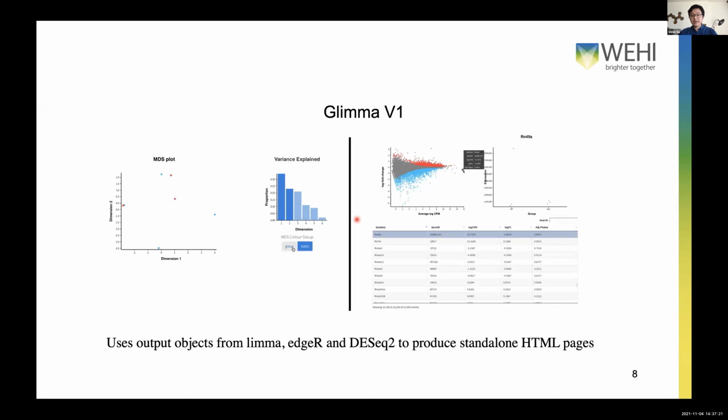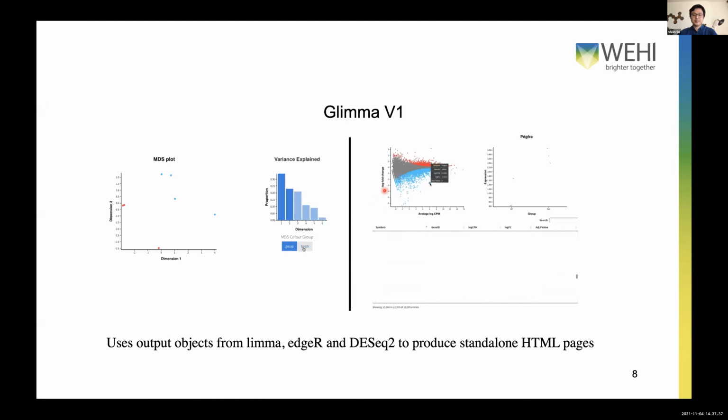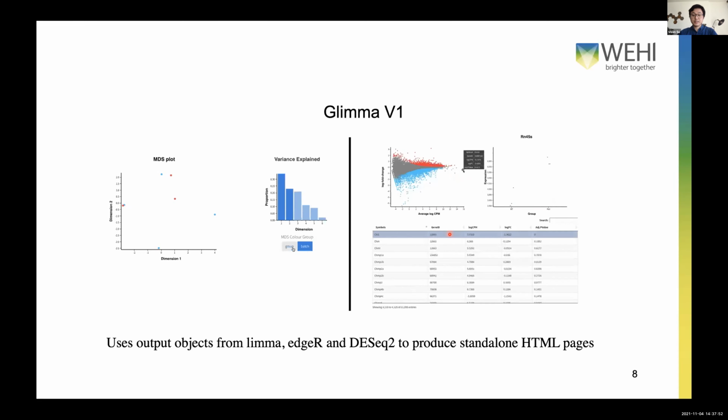The other plot that we provide, and the main one of the Glimma package, is the, at the time, MA plot. These days it's MD plot. And what it is, what I showed before, it's the plot of the average expression of the genes against their log fold change between two comparison groups. And from this plot, you can mouse over the individual points, and that will bring up a tooltip. And it will show you information about that point, as well as highlight that corresponding gene in the table below.